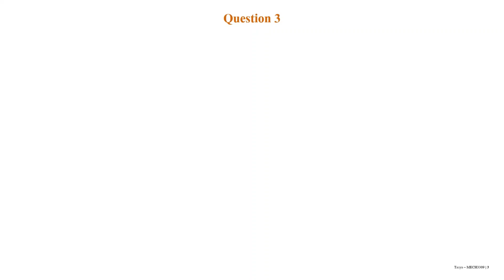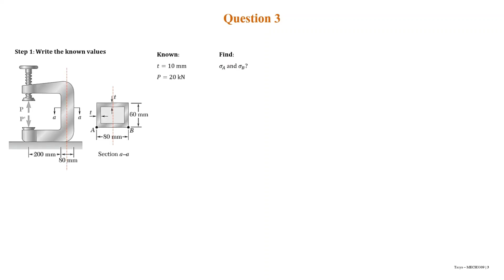Okay, so we're going to move on to the steps to answer the question. Step 1, we have to write all the known values. The question provides us the figure here with its dimensions, and the known values are the wall thickness, which is 10 millimeter, and P, which is 20 kilonewton. And we have to determine the stress at point A and also point B.